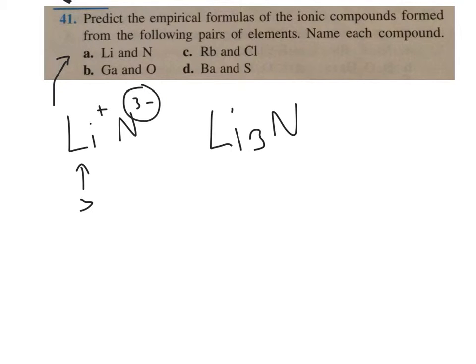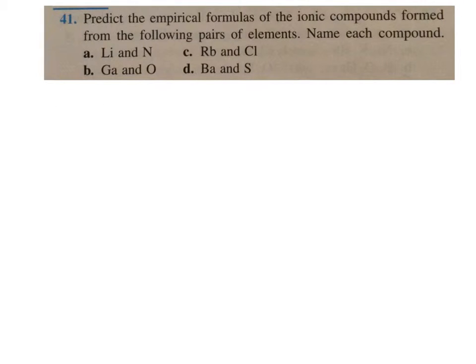If we look at the Ga and O, that's gallium and oxygen, in this case gallium oxide, we'll see that it's slightly different. Gallium on the periodic table, if you look on your table, is in family 13 or group 3A. And so gallium has 3 valence electrons. So gallium, which is a metal, will lose those 3 electrons. We end up with Ga 3 plus. Oxygen is a 2 minus.